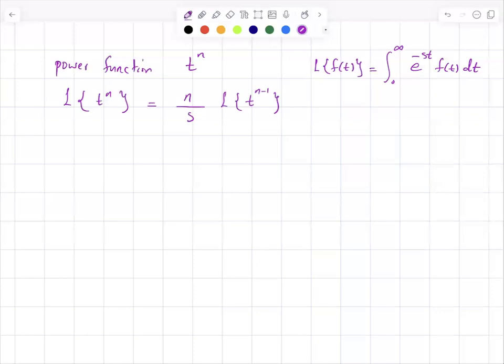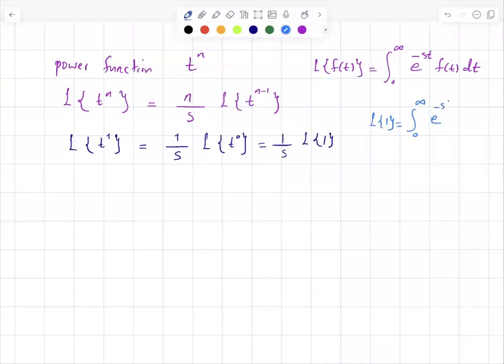For example, suppose I ask you to calculate the Laplace of t to the first power. n is equal to 1, so I get 1 divided by s times the Laplace of t to the power 0, or 1 over s times the Laplace of 1. The Laplace of 1 is easy to calculate. The Laplace of 1 is equal to the improper integral from 0 to infinity of e to the power negative st times 1 dt.